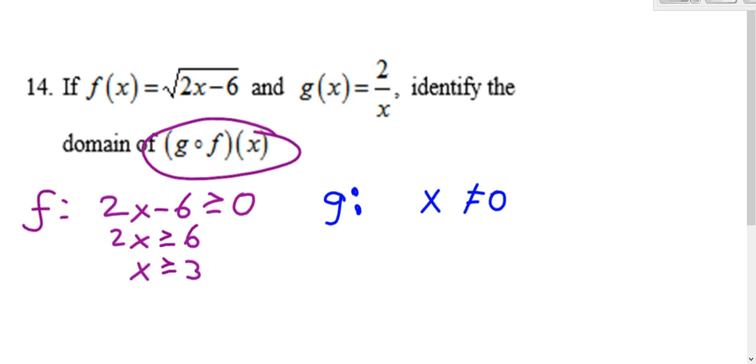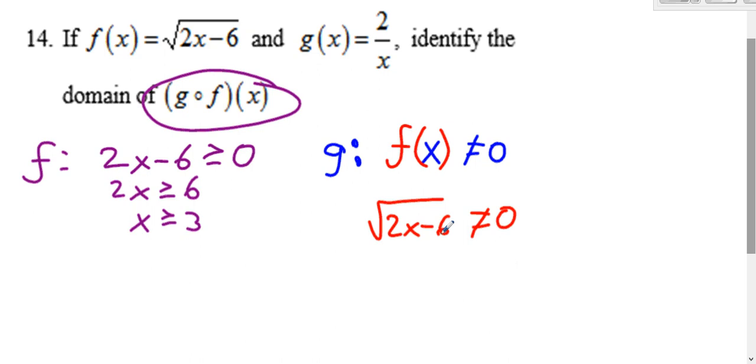But we're not plugging x values into G. We're plugging f values into G. So we're actually plugging f of x is not allowed to be 0. Because that's what the denominator will become. F of x gets plugged in down here. Which means the square root of 2x minus 6 cannot be 0. And then you solve that out. Square both sides. Add the 6. And that means x is not allowed to be 3.